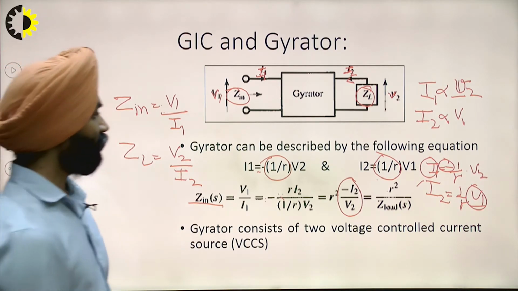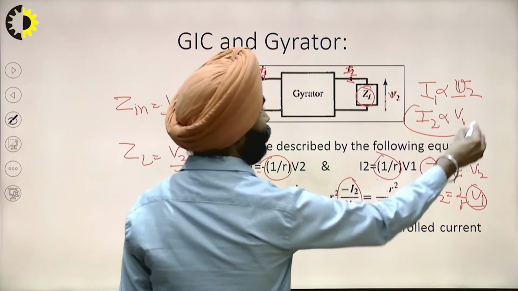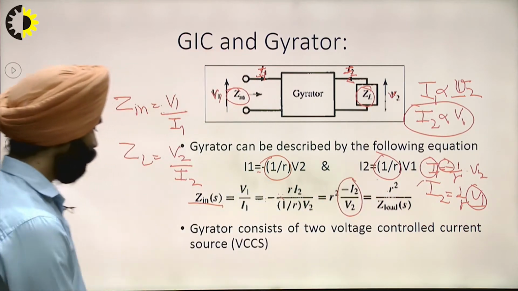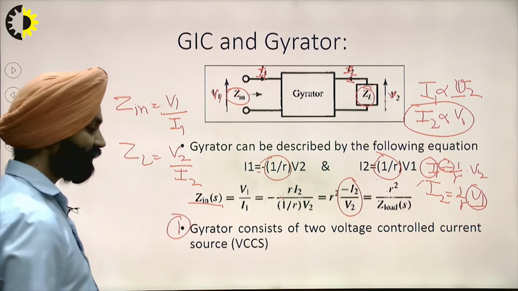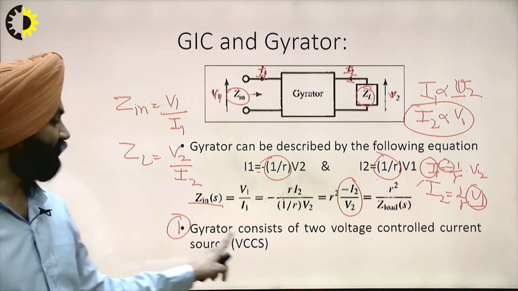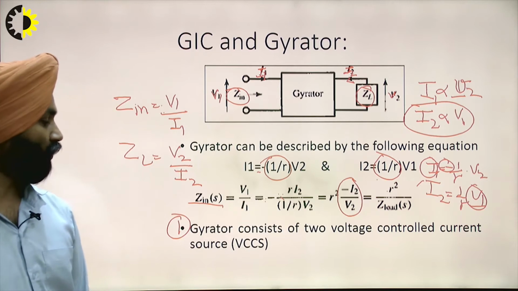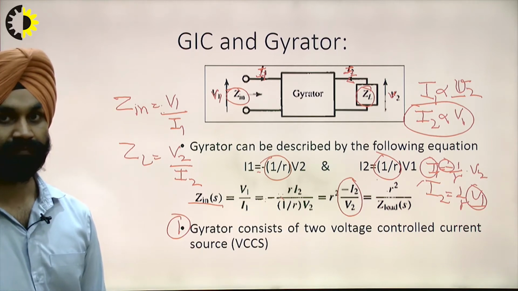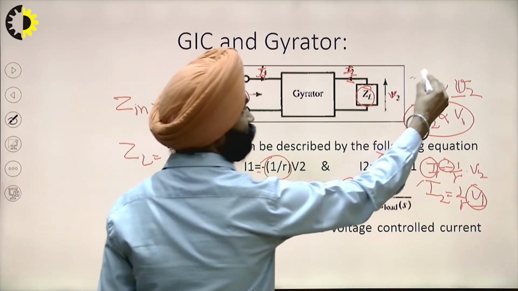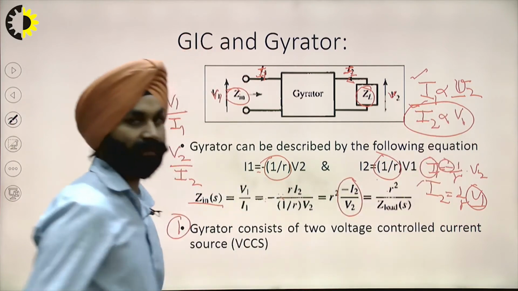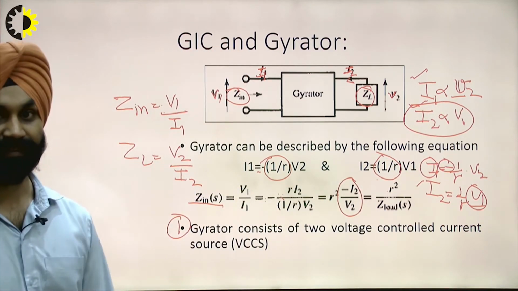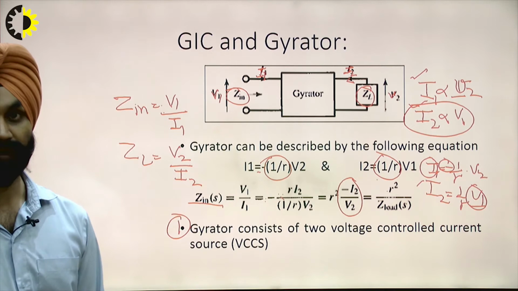So from these equations we can say, first thing, that the gyrator consists of two voltage controlled current sources, the input and the output current sources, which are voltage controlled.